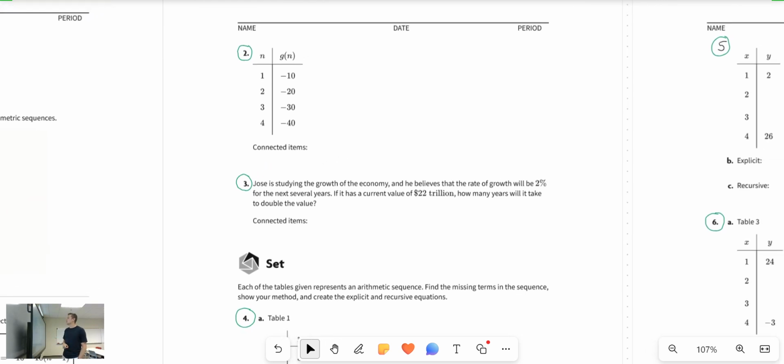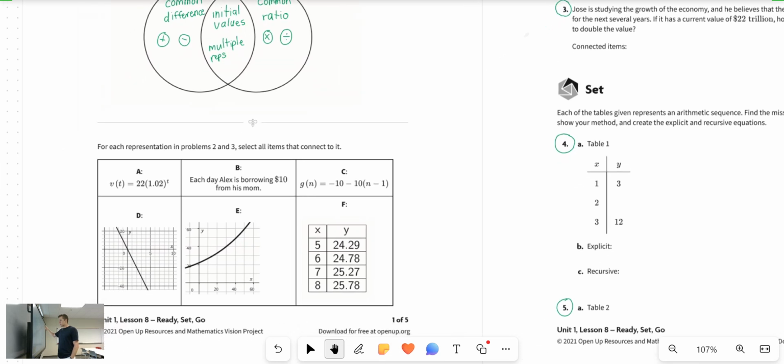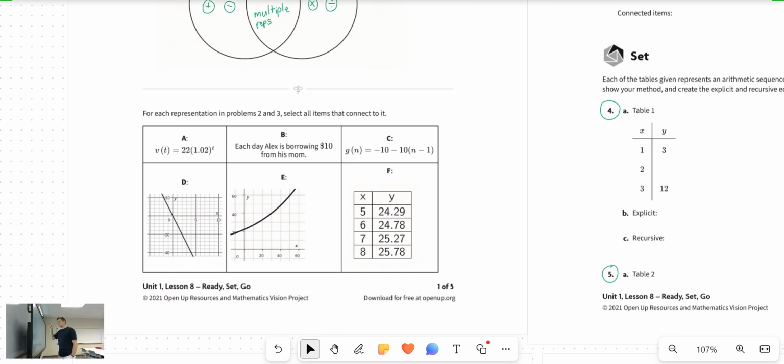All right, so 2 has 1, 2, 3, and 4 items, and they go from -10 to -20, -30, -40. So to me, that means it is arithmetic because we're jumping by 10 each time. We're subtracting 10. But let's go over and see which ones show arithmetic and subtracting 10. So right off the bat, we'll do this one in green. This looks arithmetic to me since it's a straight line. That would be D.